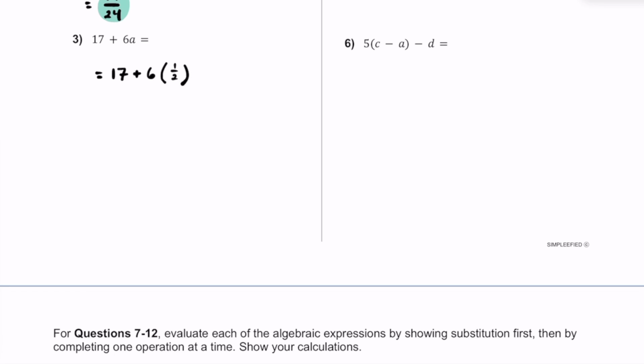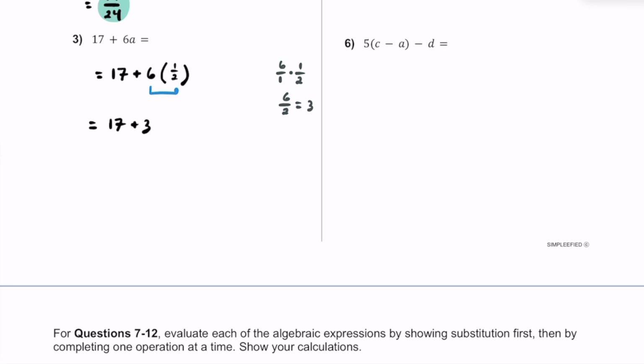Now between addition and multiplication, what are we going to do? Let's go ahead with multiplication here. Let's do 6 times 1/2. Now on the side here, what is 6 times 1/2? Well, 6 is 6 over 1. Half is 1 over 2. If you multiply here, you're going to get, what, 6 over 2? But that's just equal to 3. So we really have 17 plus 3.